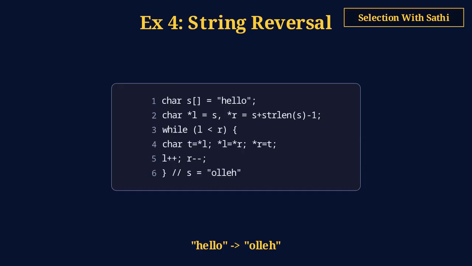In a while loop, as long as left is less than right, we swap the characters at left and right, then increment left and decrement right. Hello becomes oellh, then olleh. This two-pointer technique reverses the string in place with O(n) time and O(1) extra space.